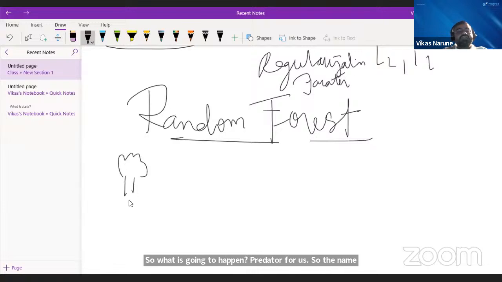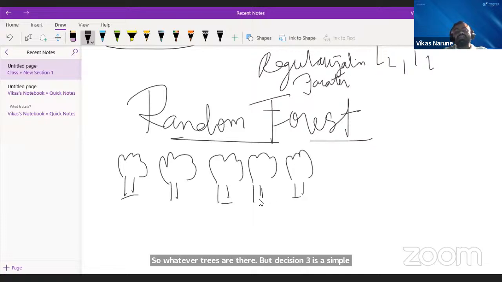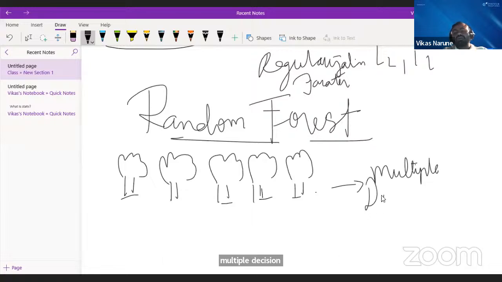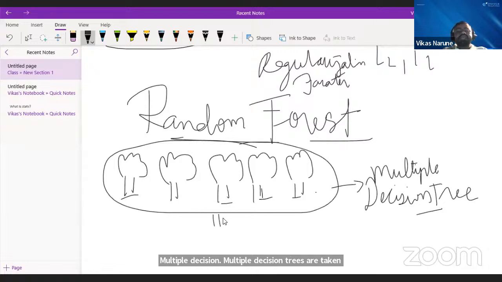The random forest is nothing but, guys, a collection of trees. Decision tree is a simple, individual algorithm. Instead of one decision tree, I'm going to take multiple decision trees. Multiple decision trees are taken together. They are going to combine the multiple decision trees, and then they're going to do a prediction.